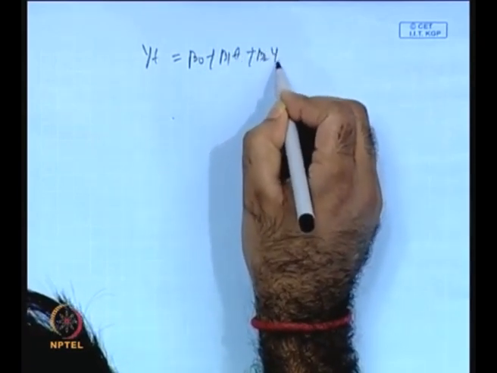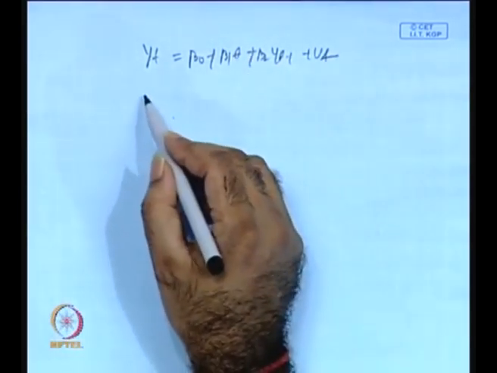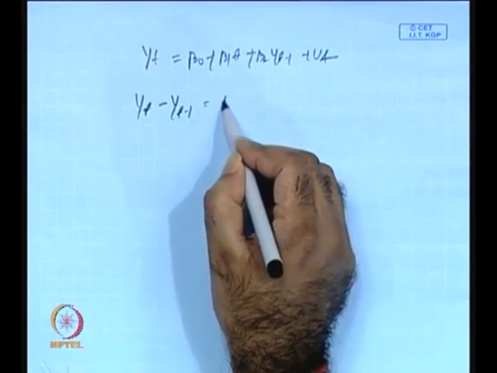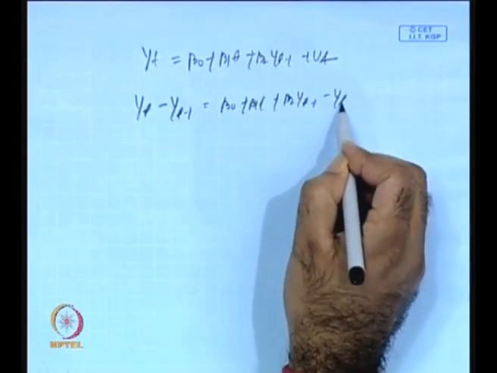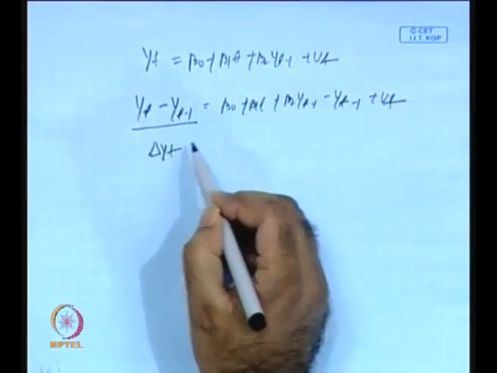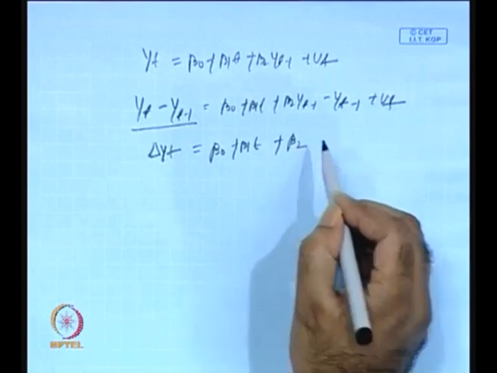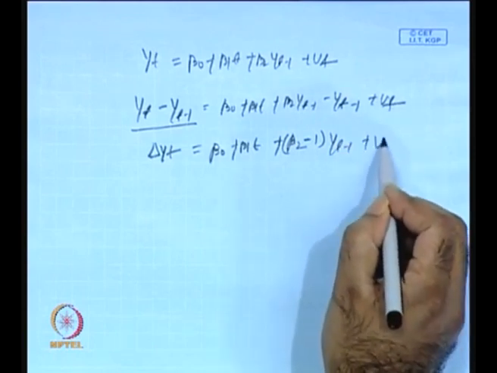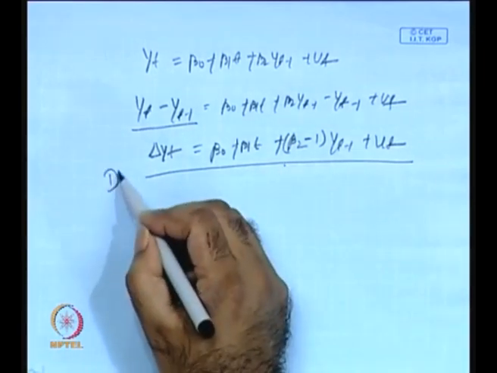plus beta_2 y_(t-1) + u_t. In this model, I will subtract y_(t-1) from both sides. So delta y_t = beta_0 + beta_1 t + (beta_2 minus 1) y_(t-1) + u_t. This particular structure is a Dickey-Fuller model.